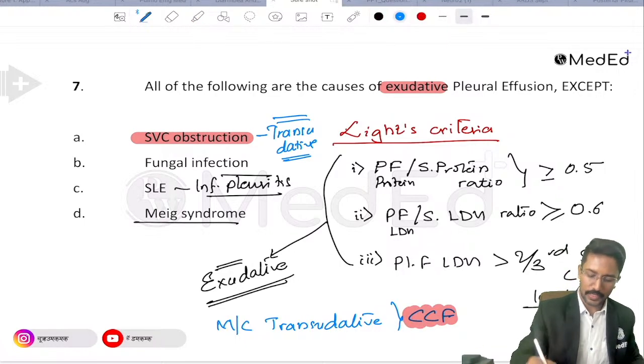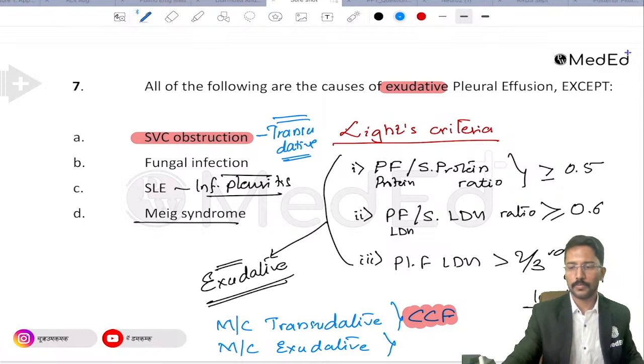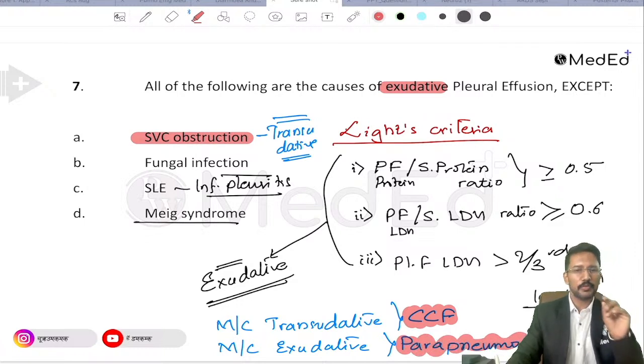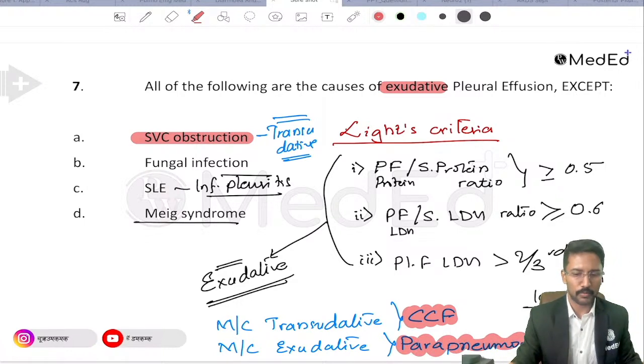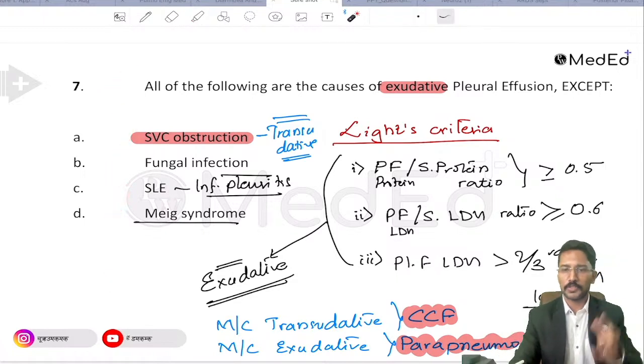What is the most common cause for exudative effusion? The most common cause for exudative effusion is parapneumonic effusion or infection. In simple words, infection. Parapneumonic effusion or infection, that's the most common cause. Okay, I want you to remember 2-3 important extra points about this parapneumonic effusion, because these questions have been asked multiple times. Which one is transudative, which one is exudative?